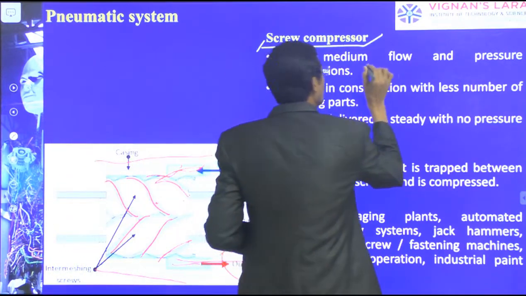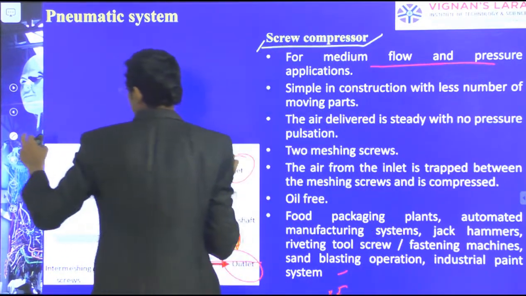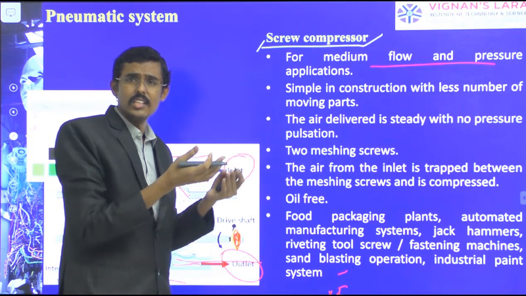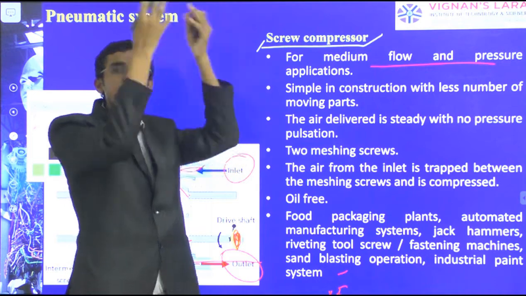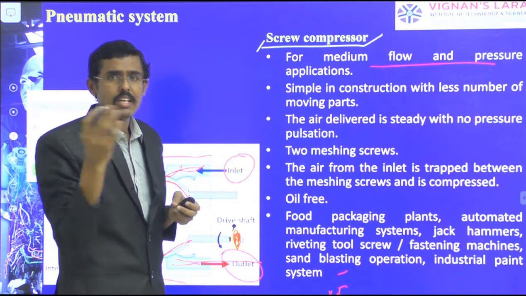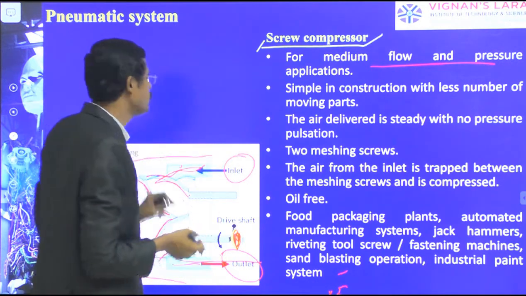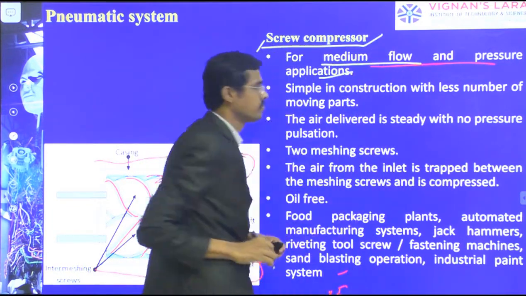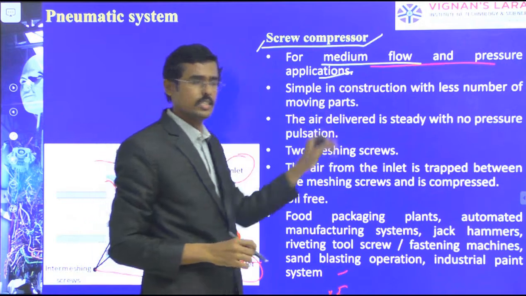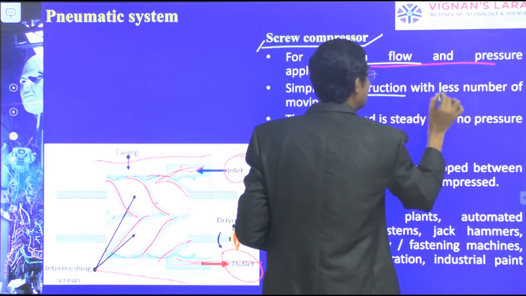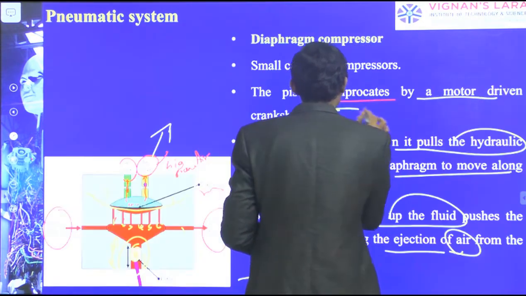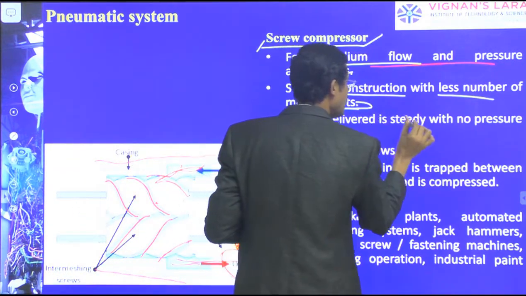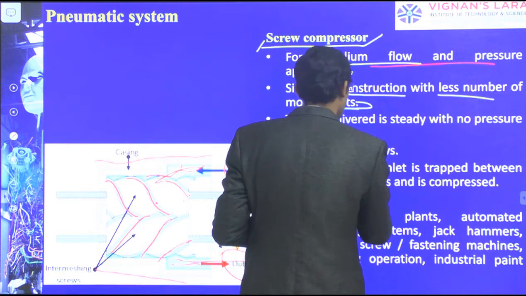For medium flow pressure applications. Unlike reciprocating compressors, it does not give high pressure like 50 bars, 70, 100 bars, but it will be useful for medium flow pressure applications. It is simple in construction, with fewer moving parts. The air delivered is steady with no pressure pulsation.